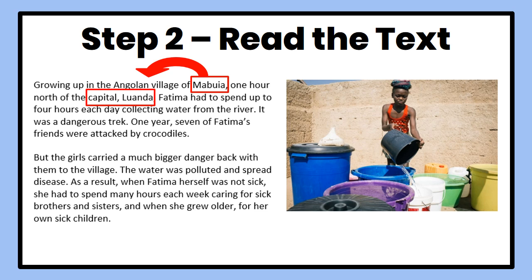Connect that back to what we know about from the map. We know that Mabuya is a village in Angola. The capital of Angola is Luanda, and Angola is a country in the continent of Africa. Let's keep reading. Fatima had to spend up to 4 hours each day collecting water from the river. It was a dangerous trek. One year, 7 of Fatima's friends were attacked by crocodiles. Based on this paragraph, who do you think Fatima is?